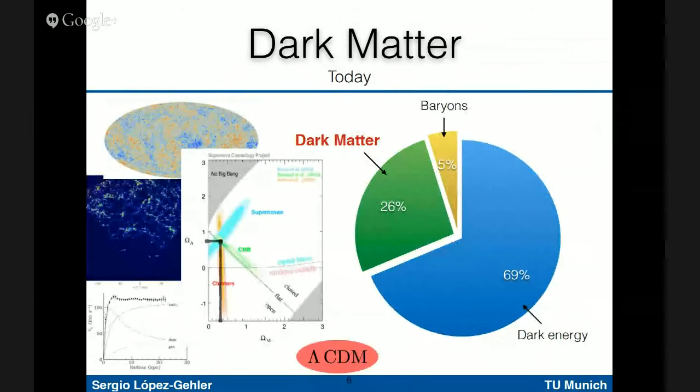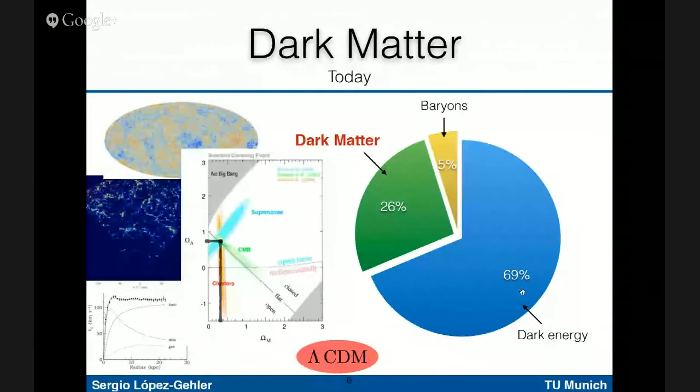Here I'm trying to summarize the knowledge that we have. I'm presenting the current knowledge about the energy content of the universe. As you see, most of these observations, supernovae, CMB, and clusters, point to a larger amount of matter in the universe. From what we have observed, only 5% is baryons, and we have an overwhelming amount of matter, which we call dark matter, which is 26% of the energy content in the universe.